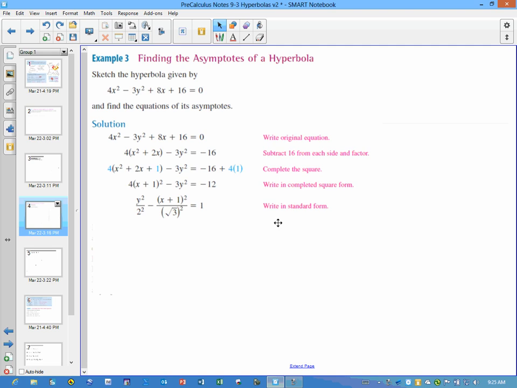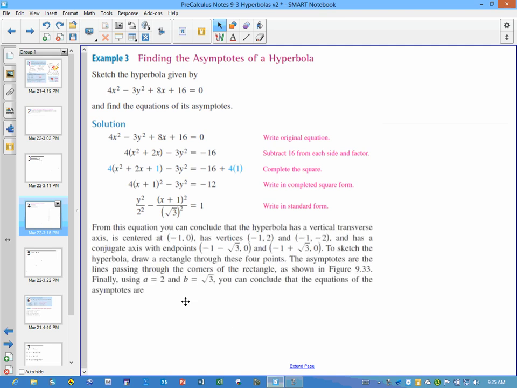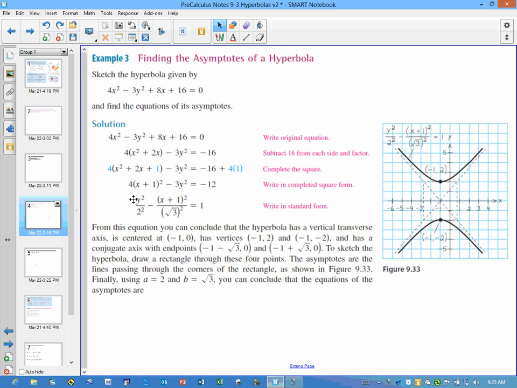From this I can pick out all the information I need, and the paragraph will explain a lot of it. But they do want us to sketch the hyperbola, so the easiest way for me is to start with the center. So our center is going to be negative 1, the value of x that causes that to be 0, and 0. So negative 1, 0, that's going to be my center. And then from there, I'm going to look at my distance. My distance to the vertex is going to be 2.